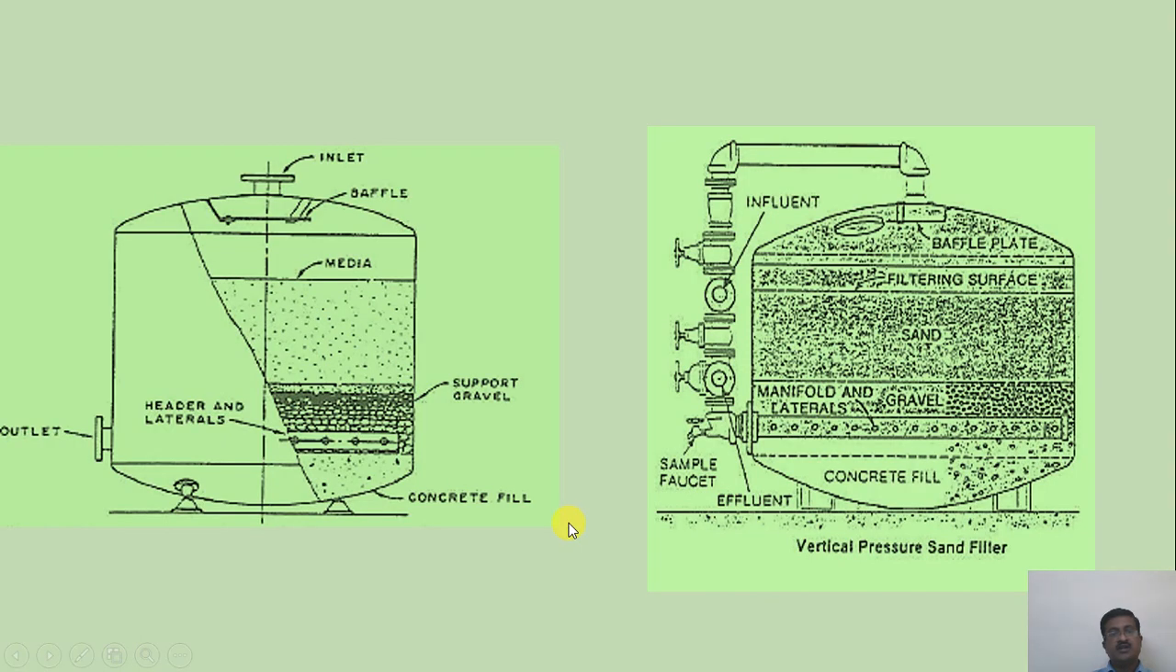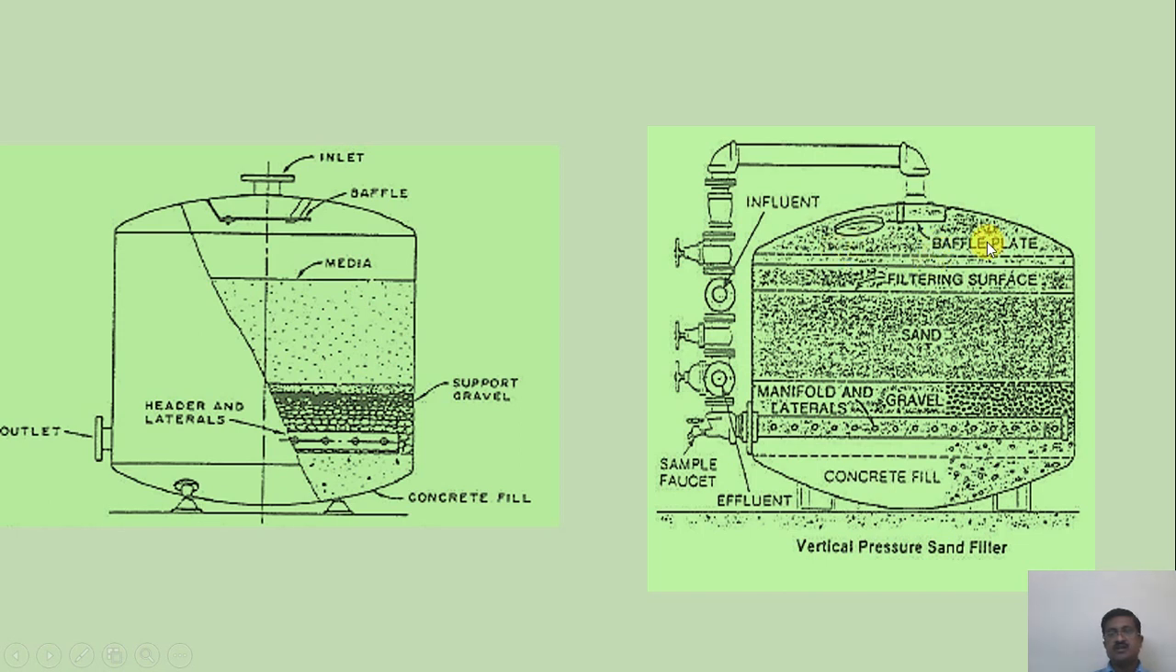Then you can see the vertical pressure filter. Here the inlet is provided, and the outlet is provided here. The media is provided here. More detail is provided: the same cross section is shown with the various walls, right? How is the pressure applied?